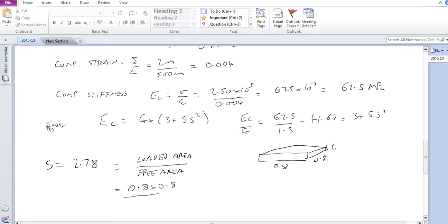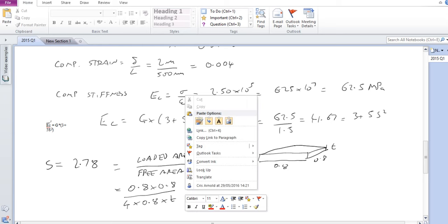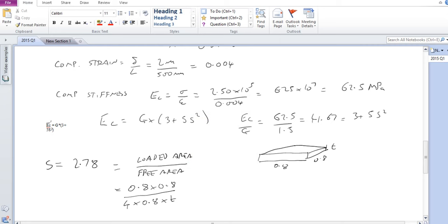The load free area, there's 4 sides, so there's 4 there. Each of them is 0.8 meters long, and each of them is t high. And rearranging that, that must equal 2.78. Rearranging that gives us the fact that t must be equal to 71.94 millimeters.